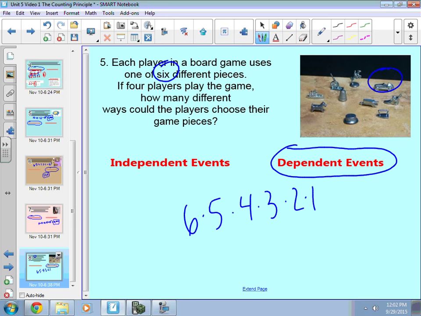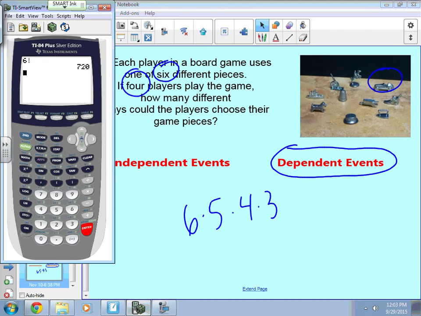If you did this and did the 6 factorial again, that's incorrect. The reason that's going to be incorrect on this one is that there's only 4 players playing the game. So we got 1 player, 2 player, 3 player, 4 players. We need to stop here at 3 and not do it all the way down. So this one we are going to have to type in and figure out. 6 times 5 times 4 times 3. That's going to be our answer on this one.